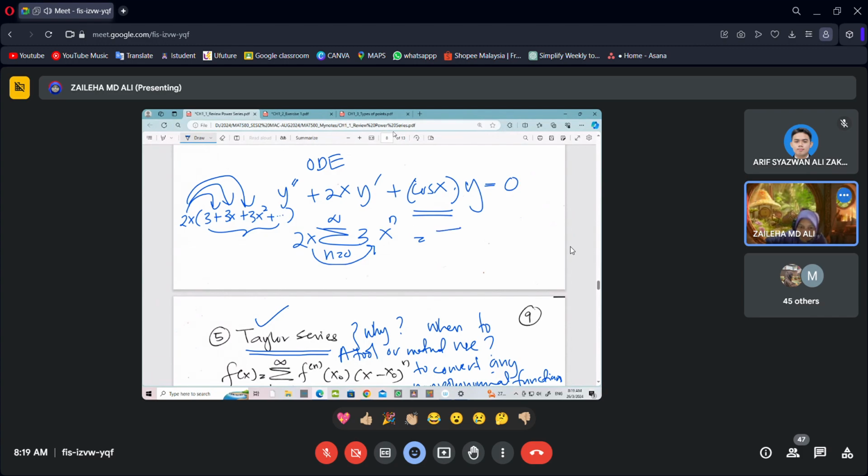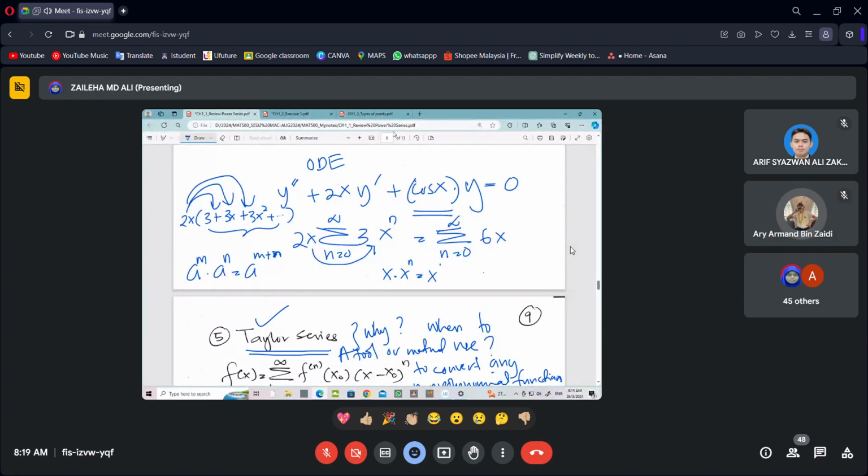What's the answer? 2 times 3, 2 times all of these 3s gives 6. X times X power N gives what? When X is multiplied with X power N, what is the answer? Remember the index rule? A power M times A power N equals A power M plus N. Very good. The same concept applies here. So X times X power N, what is the answer? N plus 1. Yes, very good.